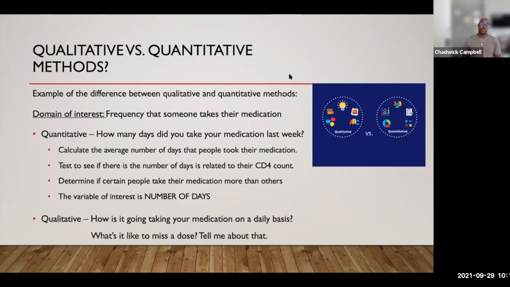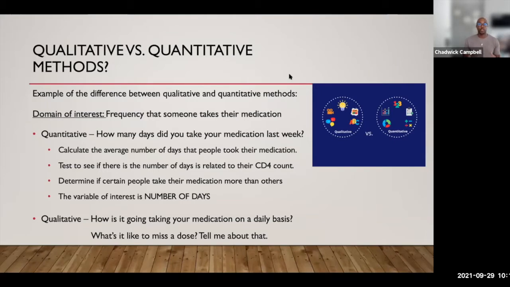In qualitative research, we would ask something more open-ended. This is a question from an interview guide from a project Kim and I are working on right now. We ask people, how's it going taking your medication on a daily basis? What's it like to miss a dose? Tell me about that.